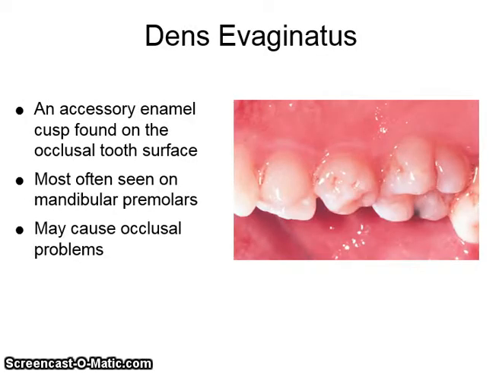Dens evaginatus is an accessory enamel cusp found on the occlusal tooth surface. It is most often seen on mandibular premolars and may cause occlusal problems. You can see it right there in the center.